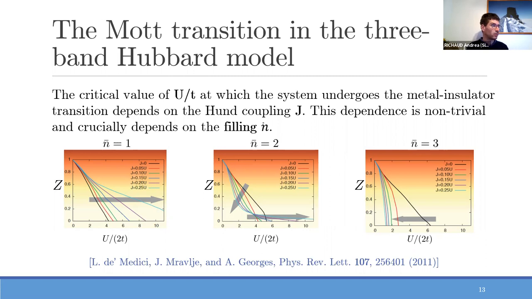So these are three examples: a filling equal to 1, equal to 2, and equal to 3. And Z is the quasi-particle spectral weight, which is the degree of metallicity. So Z equal to 1 means perfect metal. Z equal to 0 means insulator.